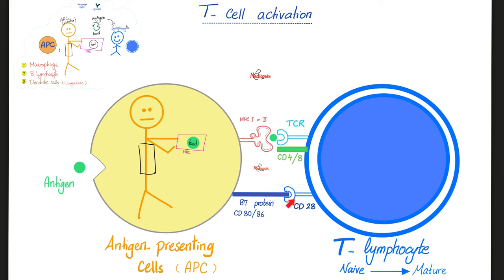How do the T lymphocytes get active? By recognizing the antigen. Who's gonna present the antigen? The antigen-presenting cells. These could be macrophages, B lymphocytes, or dendritic cells. The T lymphocytes are many types. Some of them are CD4, some of them are CD8. That's the identification card of the T lymphocyte. For more details about this, check out my physiology playlist.